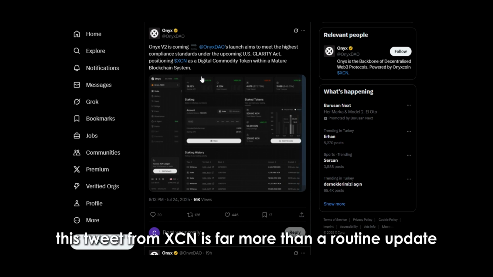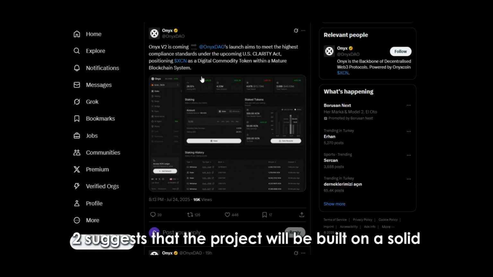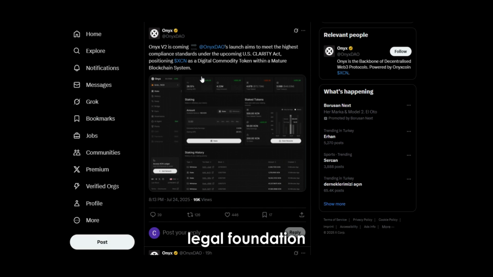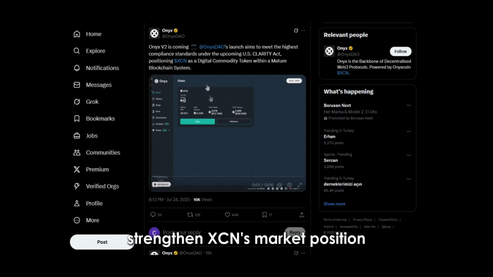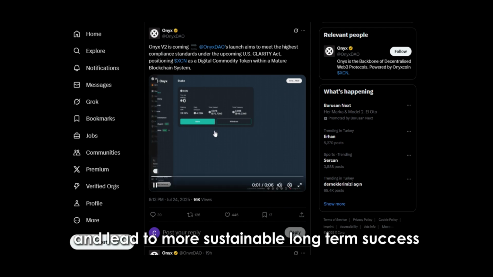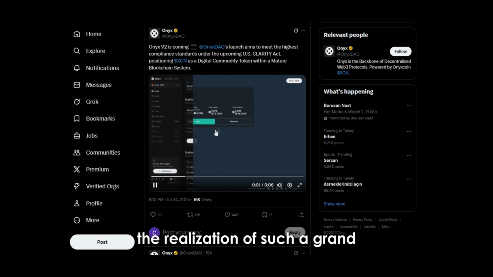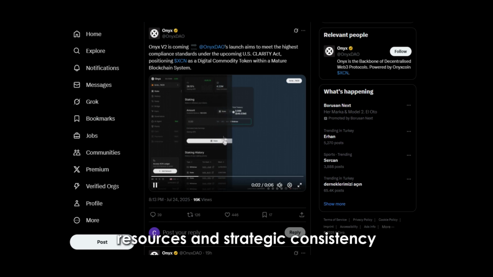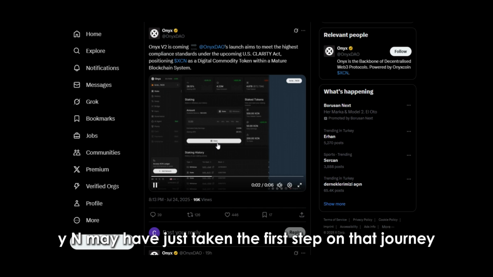In conclusion, this tweet from XCN is far more than a routine update announcement. The regulatory compliance goal that comes with Onyx V2 suggests that the project will be built on a solid legal foundation in addition to technological advancements. This could attract attention from both retail and institutional investors, strengthen XCN's market position, and lead to more sustainable long-term success. However, this is not a short-term or easy path. The realization of such a grand vision will require time, resources, and strategic consistency. With this tweet, XCN may have just taken the first step on that journey.